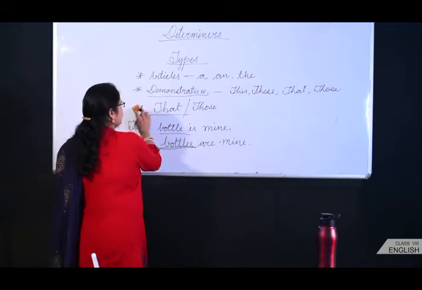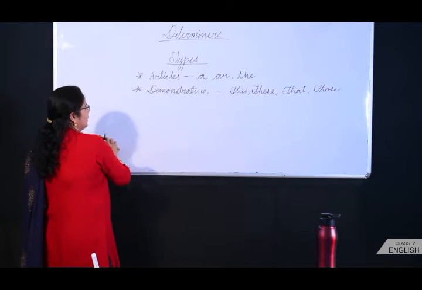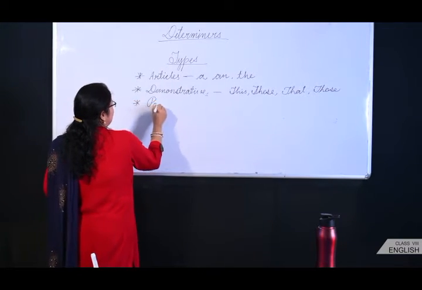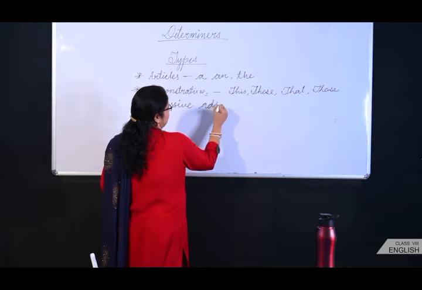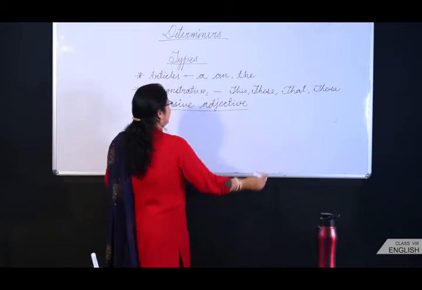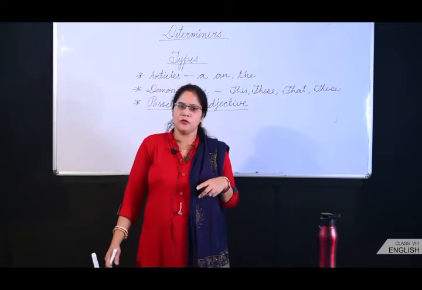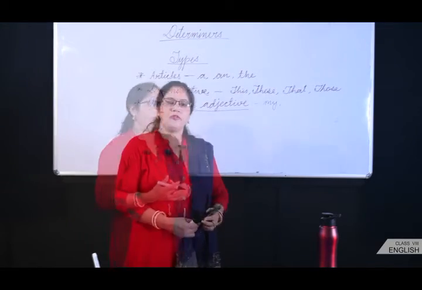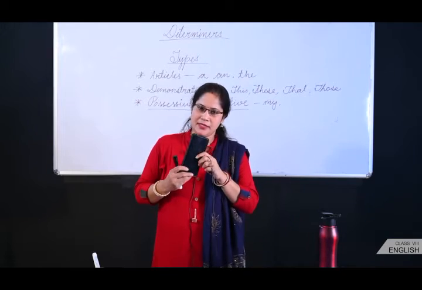Now we will see the next determiner. Another type of determiner is the possessive adjective. Possessive adjectives are the words which show possessiveness or ownership. For example, this is my phone.